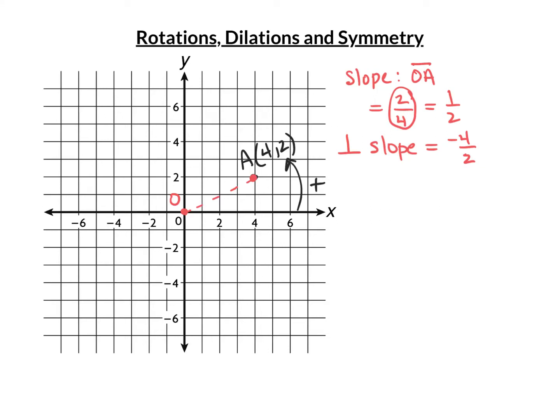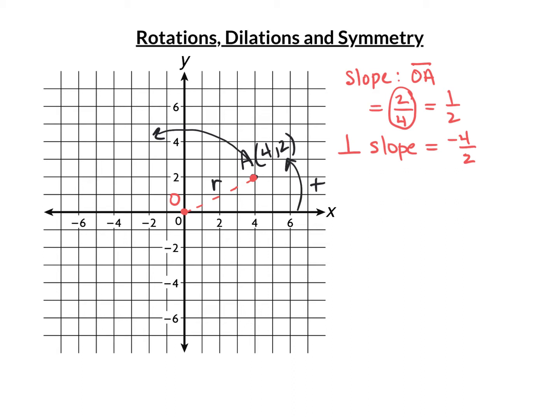Rotations, dilations, and symmetry. When we rotate about a point in the coordinate plane, typically we rotate about the origin. Rotating any angle at all is fairly difficult. You have to imagine this being a radius of a circle and moving around that circle. And if I give you some weird angle like 35 degrees, it's a little tricky to do that.